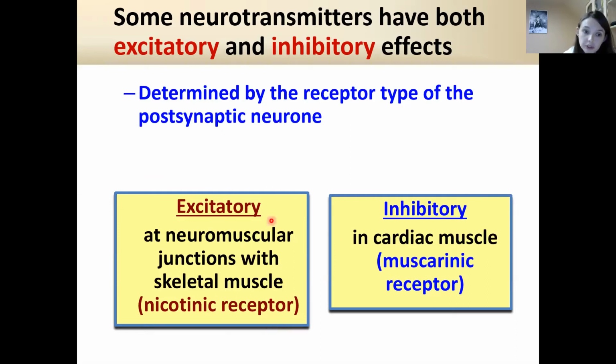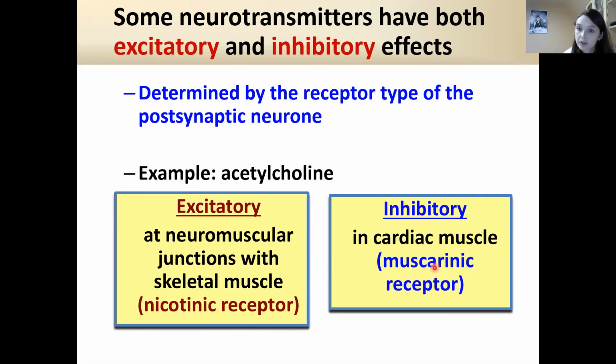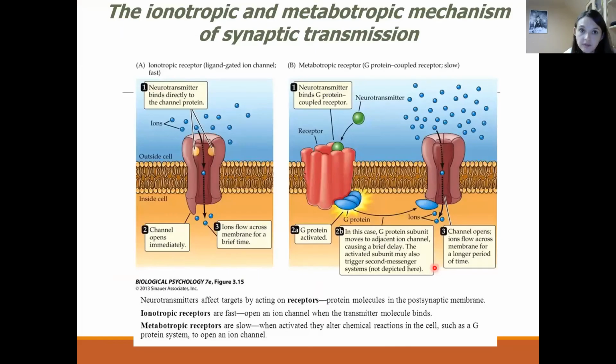So, an excitatory effect at the neuromuscular junction. Acetylcholine could have an excitatory effect in the neuromuscular junction and an inhibitory effect in cardiac muscle. In this situation, acetylcholine is a part of the autonomic nervous system, and through this system it will have an inhibitory effect on the cardiac muscle.